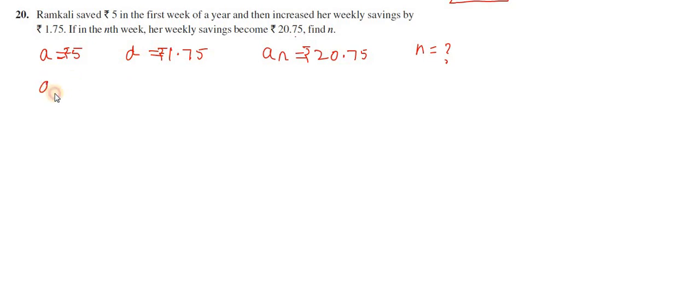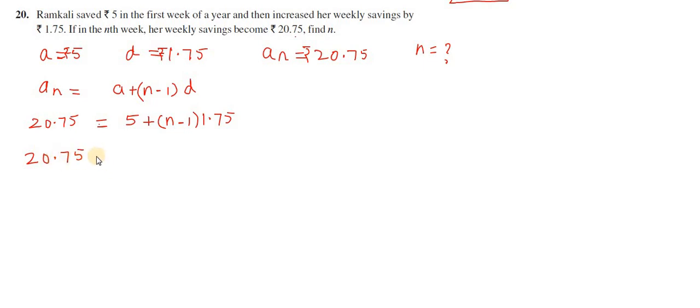Then we know that a_n is equal to a plus (n minus 1) into d. Then the a_n value is 20.75, which is equal to 5 plus (n minus 1) into d. The d value is 1.75. Now simplify this: 20.75 minus 5, because when transposed to the left-hand side, the plus 5 becomes minus 5, equals (n minus 1) into 1.75.